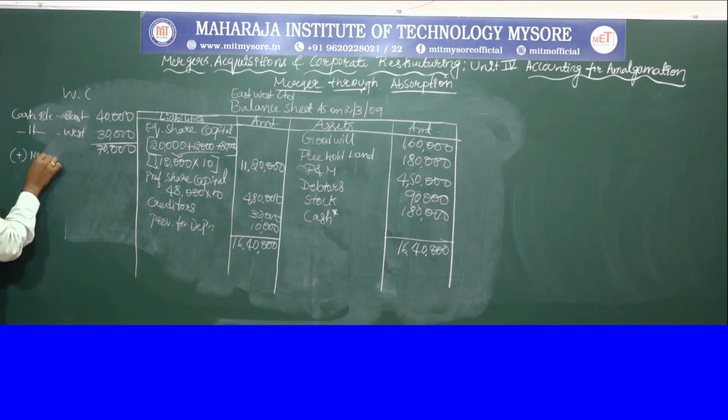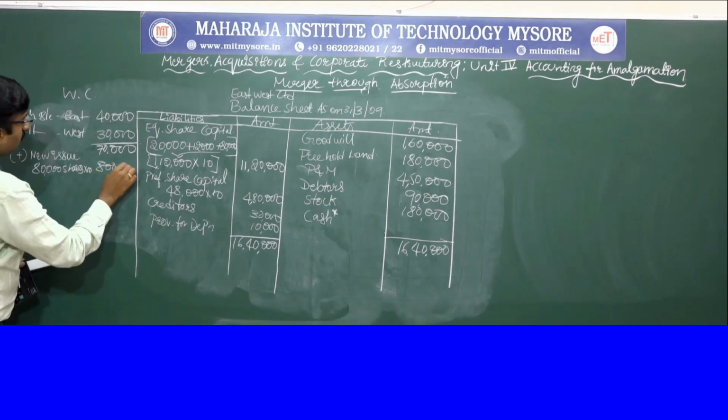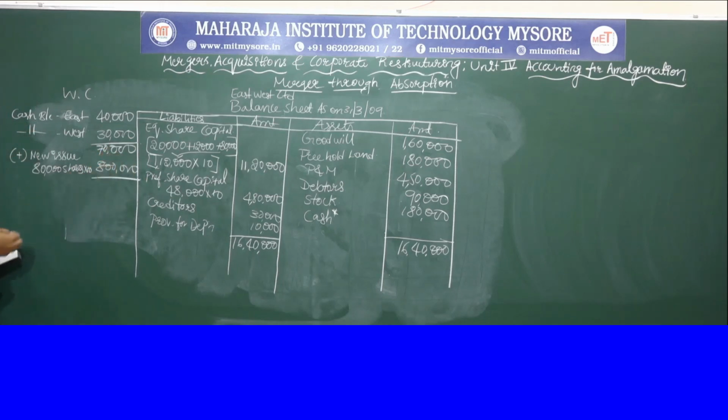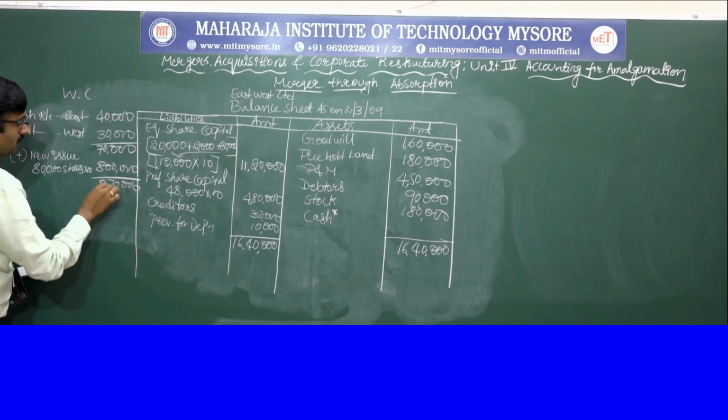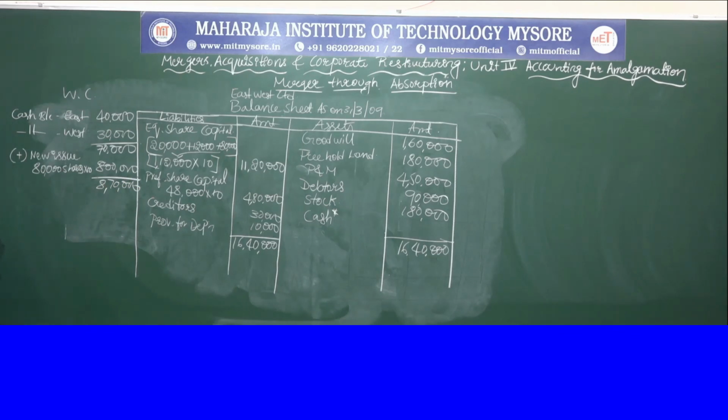Then you need to add the new issue. We have 80,000 shares into 10, so you will get 8 lakh. Add these two, and you will get 8,70,000 rupees.